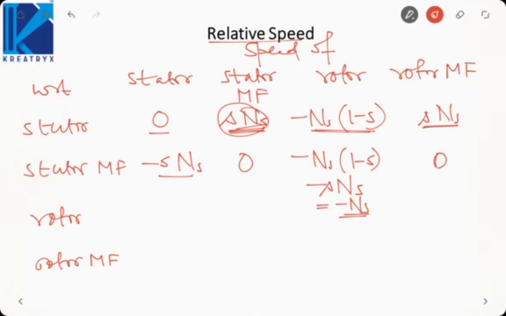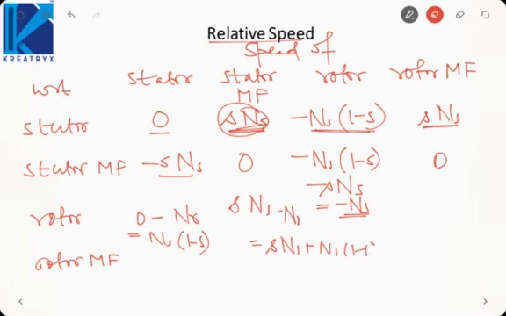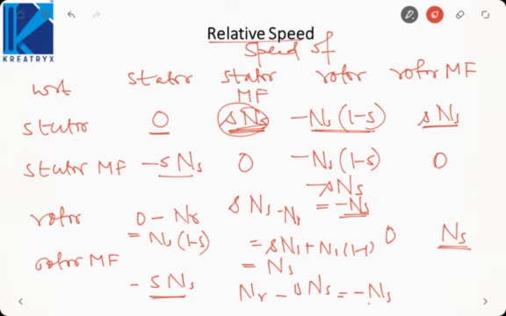Speed of stator with respect to rotor, 0 minus nr, which is equal to ns into 1 minus s. Speed of stator magnetic field with respect to rotor, sns minus nr, which is equal to sns plus ns into 1 minus s, which is equal to ns. Speed of rotor with respect to rotor is 0, it will also be ns. Speed of stator with respect to rotor magnetic field will be 0 minus sns, that is minus sns. Speed of rotor with respect to rotor magnetic field is minus nr, sorry, it will be nr minus sns, so it will be minus ns. And the speed of rotor magnetic field with respect to rotor magnetic field will be 0. Speed of stator magnetic field with respect to rotor magnetic field will also be 0.